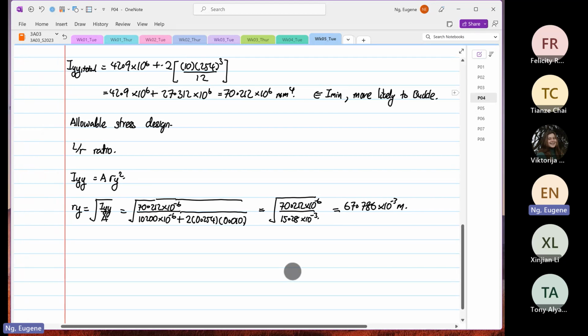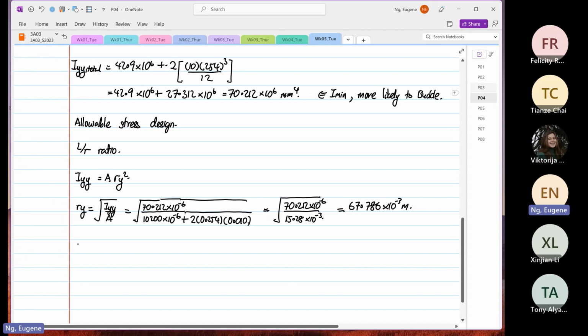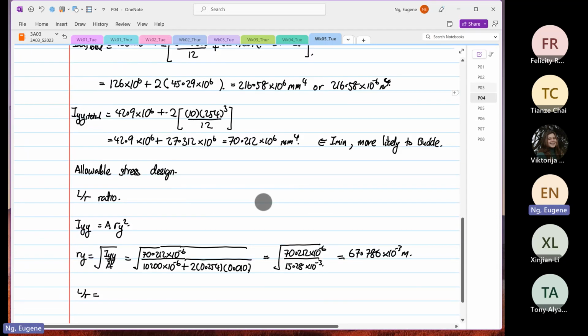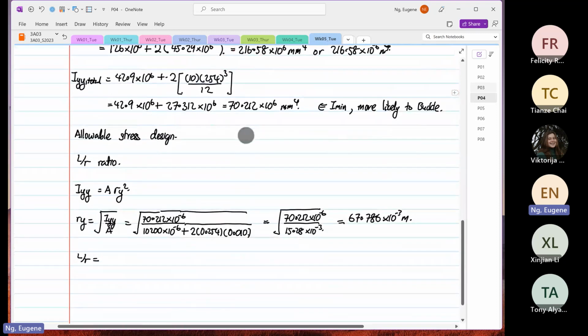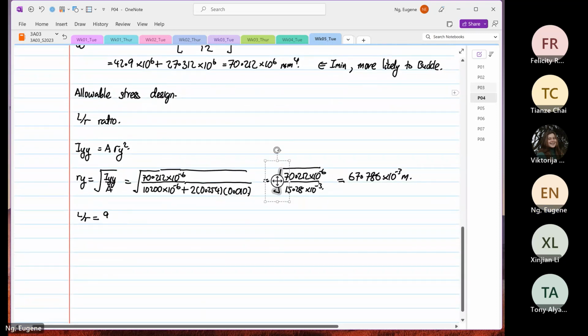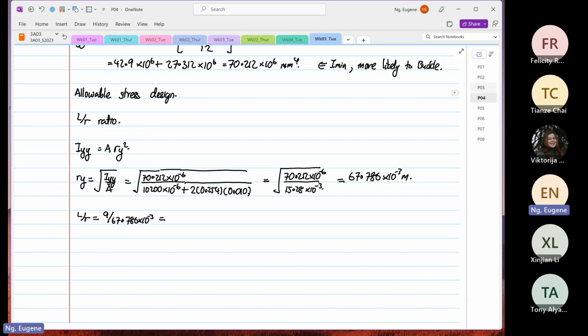Okay, so the next thing we are going to do is find our L over R ratio. Our L given to us is 9 meters. So 9 divided by 67.786 times 10 to the power minus 3 is equal to 132.77. Okay, so that is our L over R based on the cross section and the length that we have. So that is our L over R ratio.